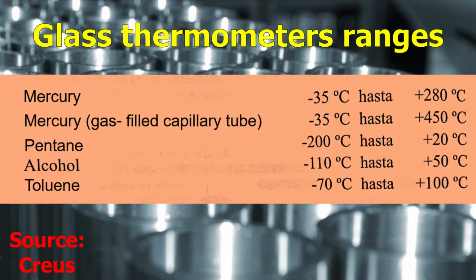The glass thermometer has a glass device that can contain, for example, mercury, and that when heated expands and rises in the capillary tube. These are the working ranges for fluids used in addition to mercury.